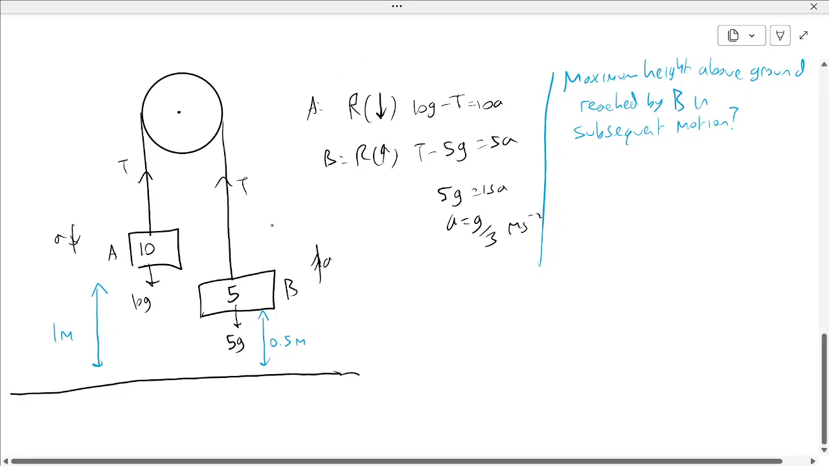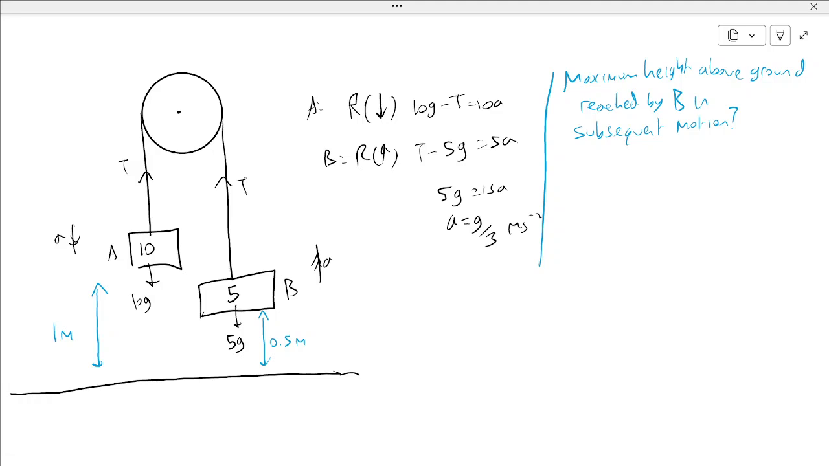Okay, why is this tricky? Well, you've got to think about what's going to happen. I'll try and draw this out as best as I can, but particle A is going to move down and hit the ground. Move down 1 meter, which means particle B will move up 1 meter. It's going to be an inextensible string, so whatever A does, B does, but just kind of reversed.